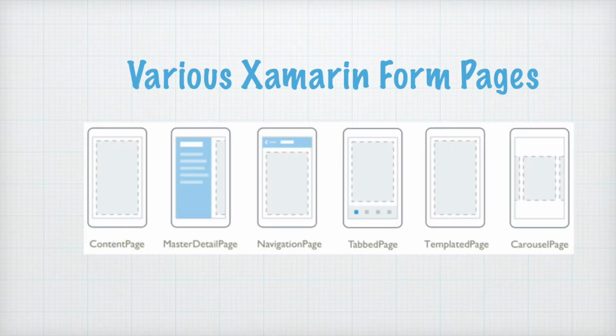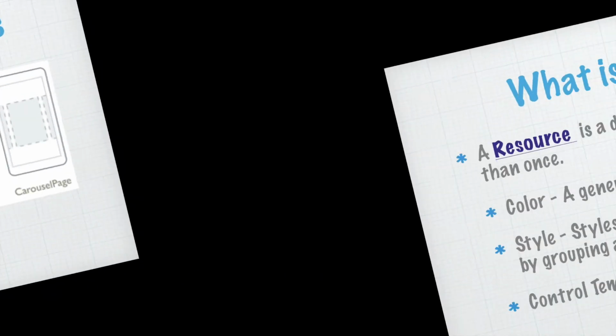So various kinds of Forms pages, we already spoke about them. A page is the visual element on the phone app, in which you can display your content. So you have a content page, master detail page, navigation page, and tabbed and carousel page. So today's stuff is more about the content page. How can we templatize the content page so that you don't have to rewrite the same stuff again and again?